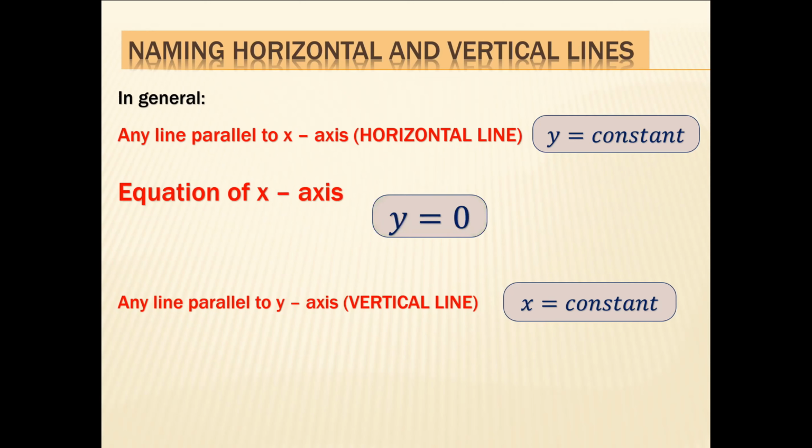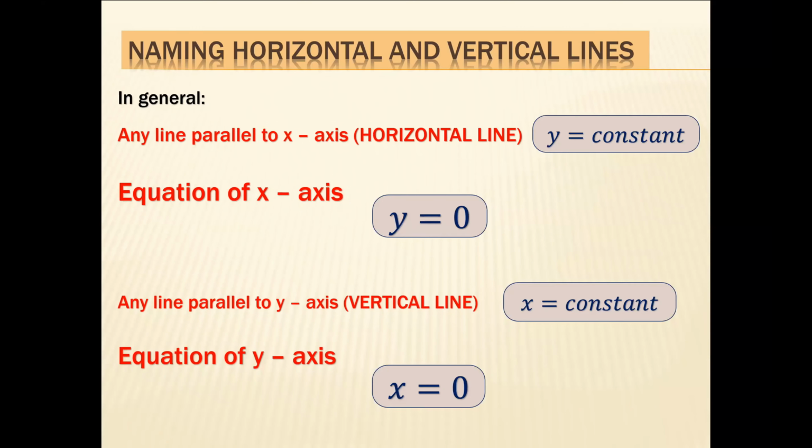And similarly, the equation of the y-axis. What will be the equation of the y-axis? It has to be x equals some constant number, and on the y-axis all the x-coordinates are 0. So the equation is x equals 0. So if you are asked to find the equation of the x or y-axis, you will write y equals 0 or x equals 0.